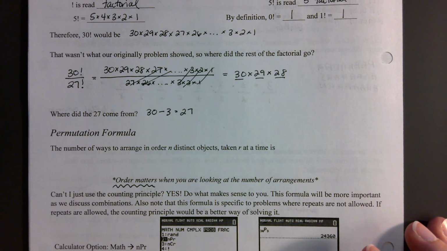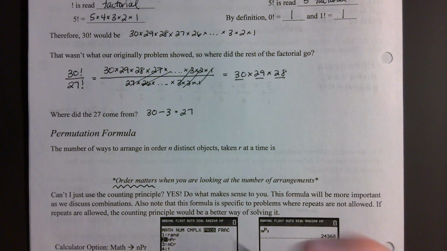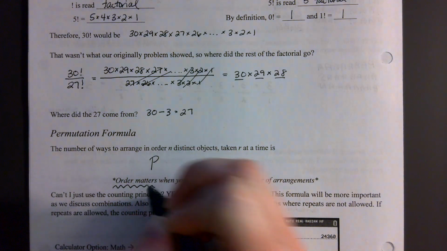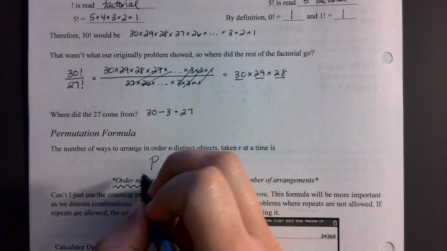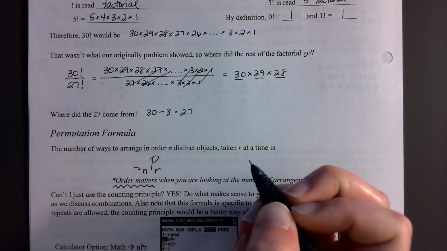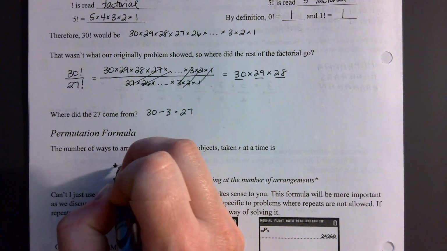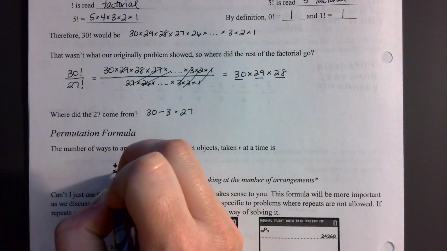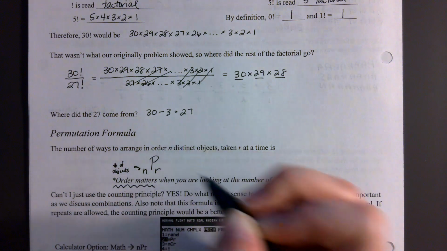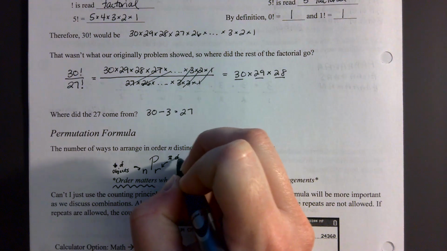So if I had my number of ways to arrange the order of n distinct objects taken r at a time, we have our permutation because order matters, and we have n choose r. That's how I kind of say it. So n is the number of options, or the number of objects that we have. And this is the number of positions, that's how I like to say it, number of positions.